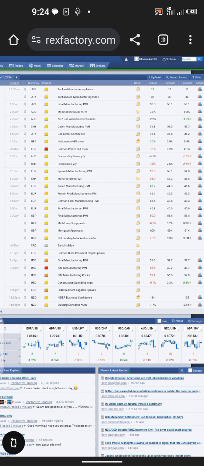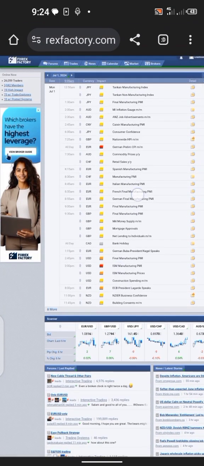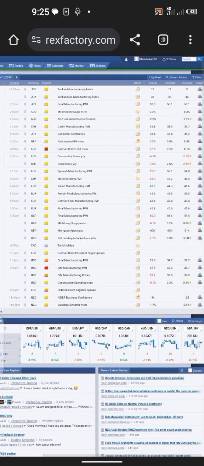Number 4, we have the consumer price index, that's the CPI news. The CPI tracks changes in the price level of a basket of consumer goods and services. It is a primary measure of inflation. Rising CPI typically leads central banks to raise interest rates, boosting the currency. Falling CPI might prompt rate cuts, weakening the currency.